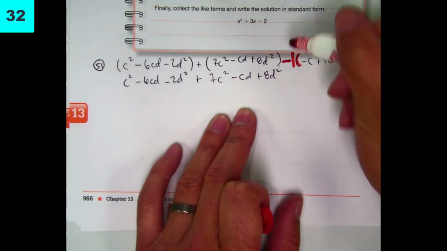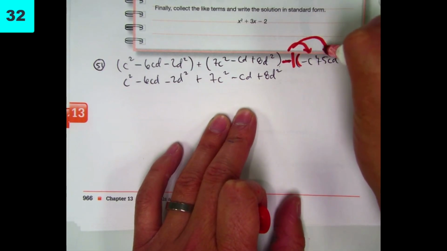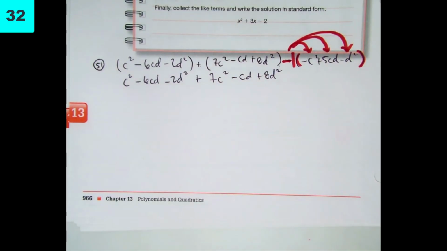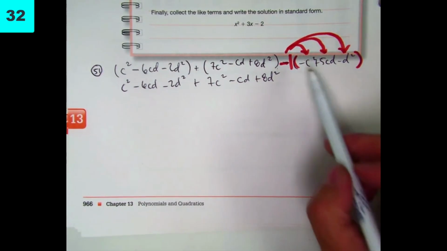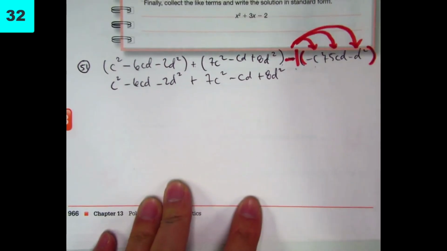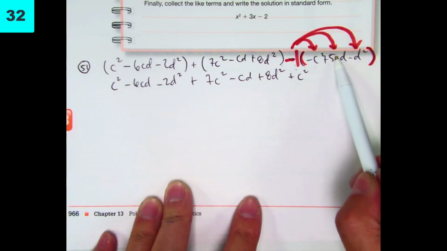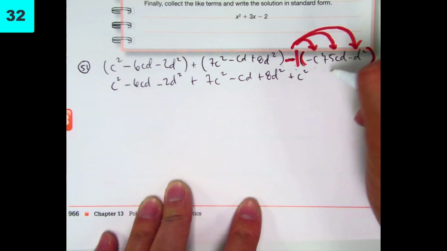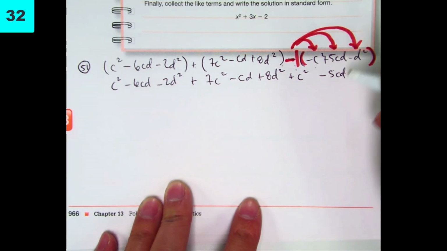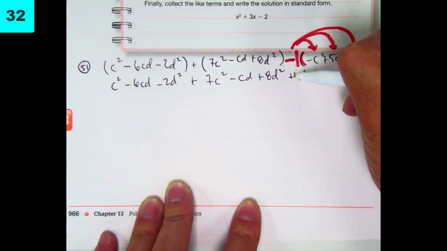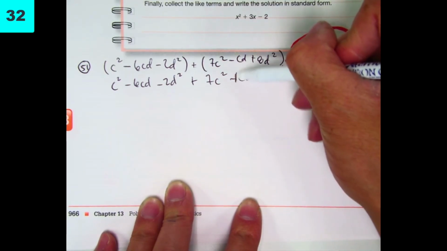I like to think of this as a -1, and I'm going to go ahead and multiply or distribute that -1. Class, what's -1 times -c squared? Positive c squared. -1 times a positive 5cd. Negative 5cd. And -1 times a negative d squared plus d squared. Now for all of these, I'm going to go ahead and write a coefficient or a number in front if it doesn't have one. 8, 1.